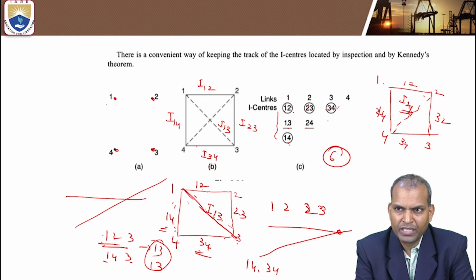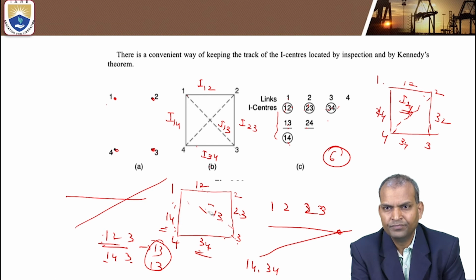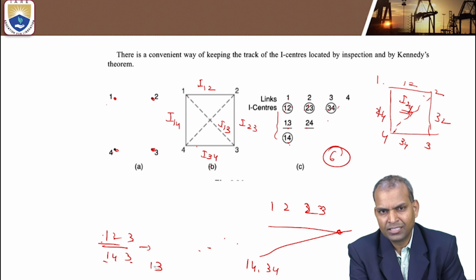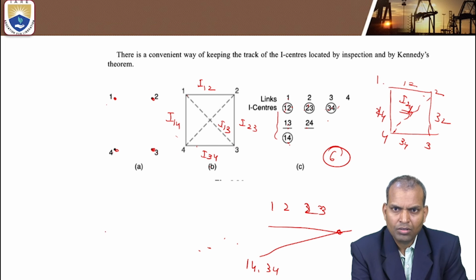So by visual inspection of a 4-bar mechanism, some of the instantaneous centers can be directly located. What are those instantaneous centers? Those are fixed instantaneous centers, and another type is permanent instantaneous centers. These two categories can be located directly on the mechanism. Let us see.